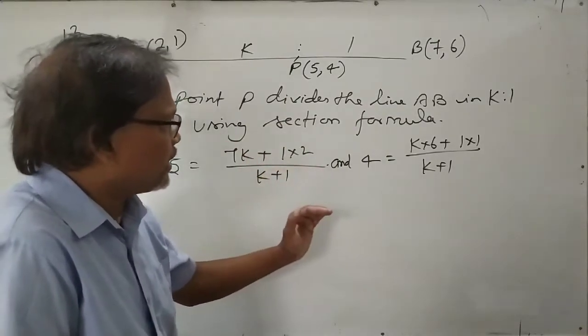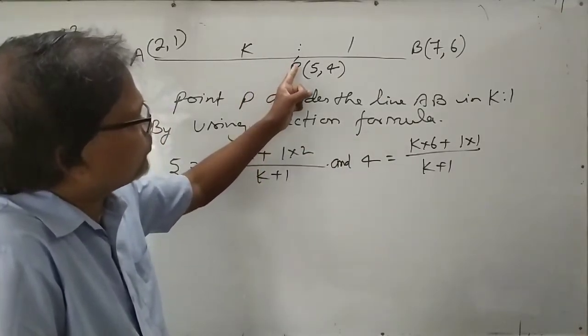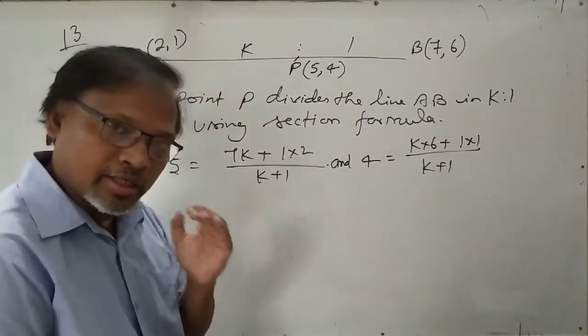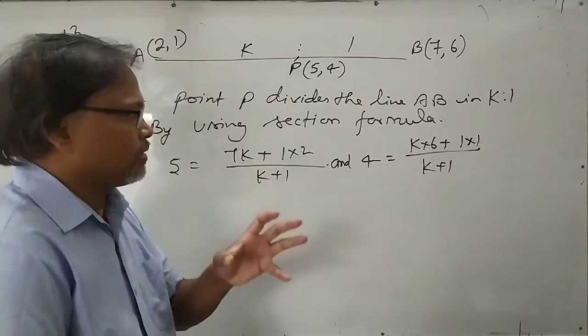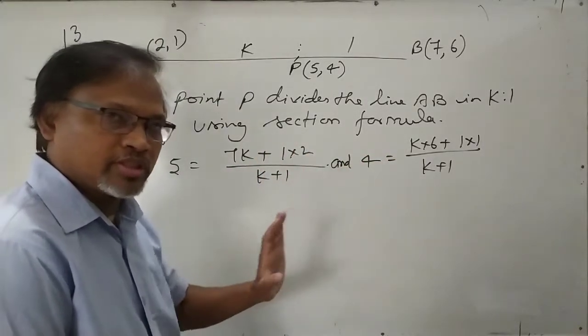मतलब in that if you are getting different values of k, it means that this point P does not lie on the line. अगर lie ही नहीं करेगा तो divide कहां से करेगा? So you just think the values of k should be same. ये दोनों में same ही है.